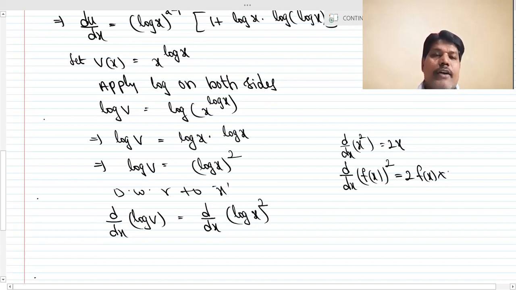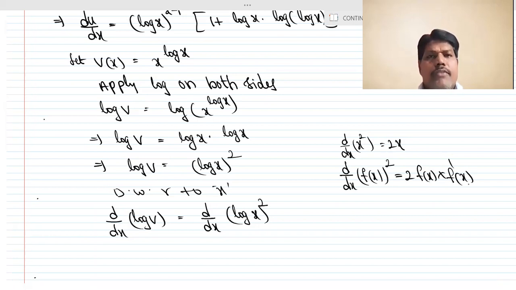Into this function, you have to differentiate. You will get once again the extra term, that is nothing but f dash of x. So x square derivative is 2x, f of x whole square. In the place of f of x, any function: sin x whole square, cos x whole square, tan x whole square, all these functions. Do you understand that? So f of x whole square derivative we have to write as 2 into f of x into f dash of x.